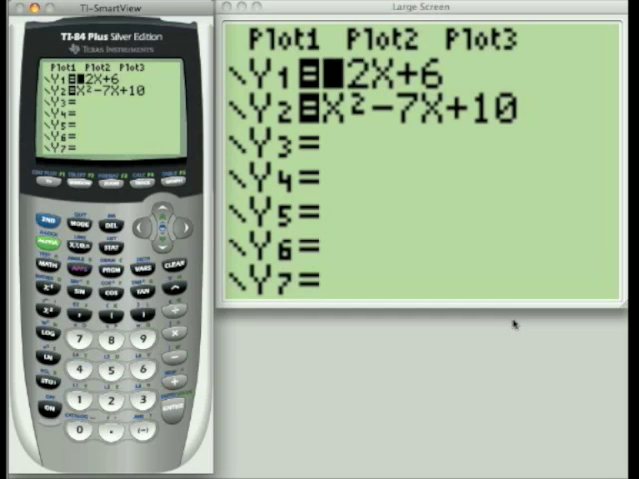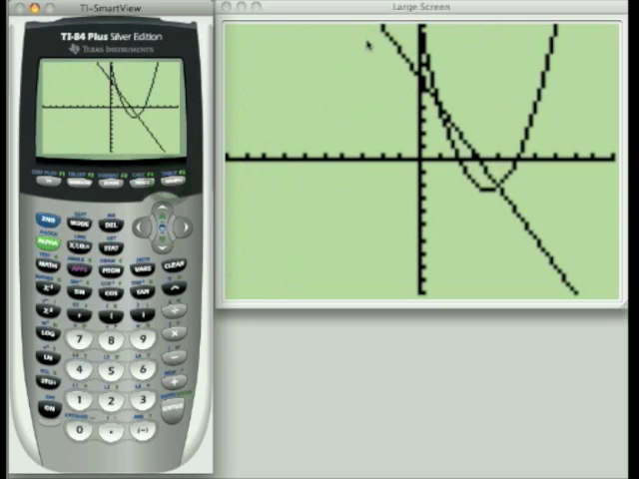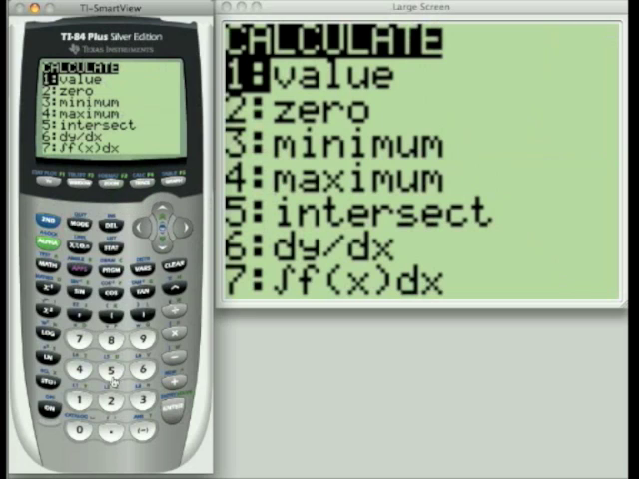The last option that we're going to go over from the calculate menu is the intersect option. Now before we do that, I just want to point out that I turned my linear equation back on, and I also turned back on my original quadratic equation. So let's go back to the graph to just see what they look like. And here we go. There's my linear equation, and there's my quadratic equation. And let's go to the calculate menu right now and choose that option of intersect, which is choice 5.